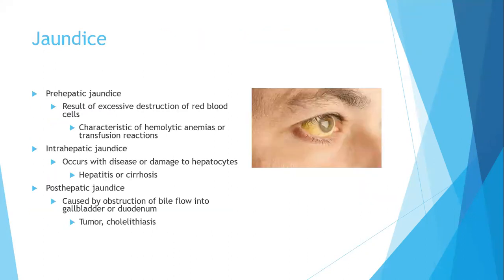So jaundice is caused by excessive destruction of red blood cells for whatever reason. Well, that's prehepatic jaundice. There are different types of jaundice. Jaundice is one of the symptoms of gallbladder and liver disease, and it gives you a yellow tinge to your skin and your eyes. So it's something that's very visible. A lot of times it's not an end stage symptom. It's not an early symptom.